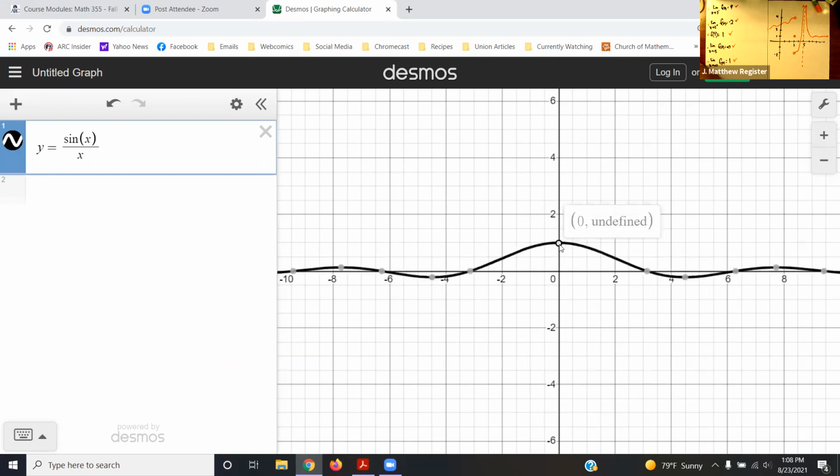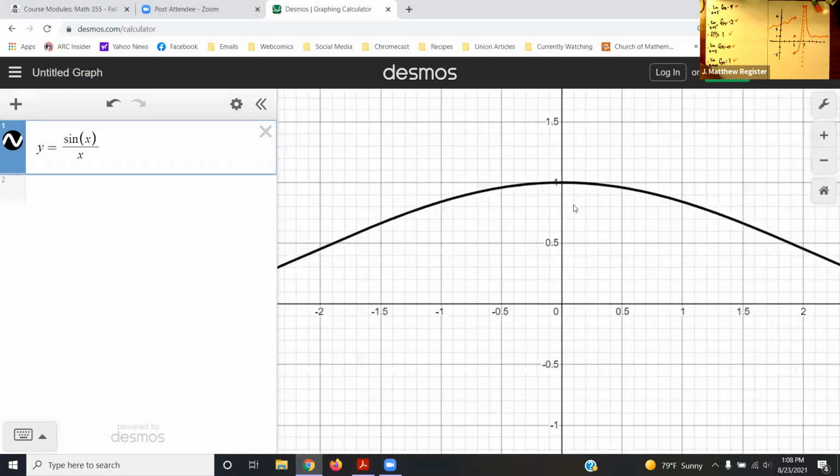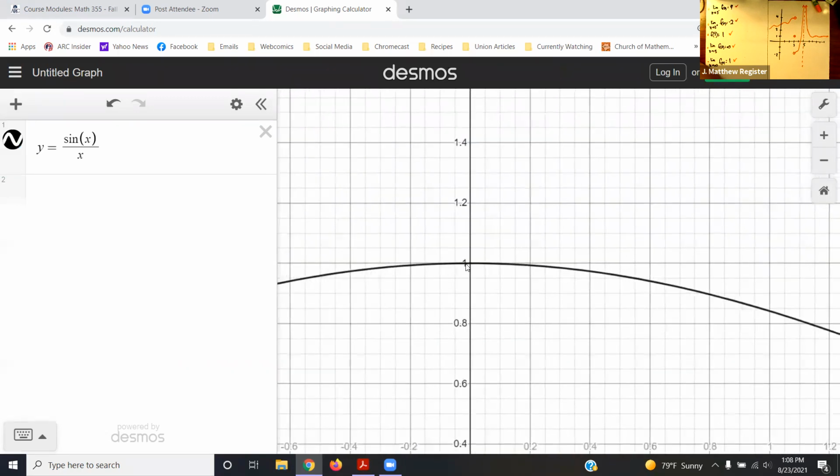And again, at 0, it's undefined. But when we look at this, it looks pretty defined. I mean, the limit of this looks like it's going to be 1. And sure enough, the limit is 1.